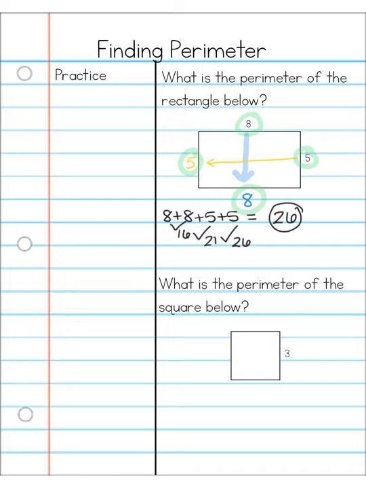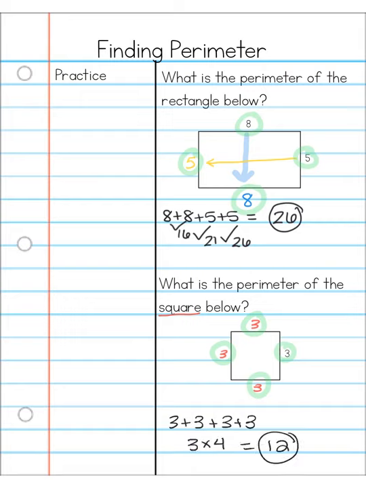The next question says, what is the perimeter of the square below? Remember the rule we talked about earlier when discussing squares. In solving this problem, the first thing I want to do is label all of my sides. I know that because this is a square, that means all the sides are equal. And I know that when I'm finding perimeter, the process is to add all four of the sides. So 3 plus 3 plus 3 plus 3, or 3 times 4, will give me a perimeter of 12 units.